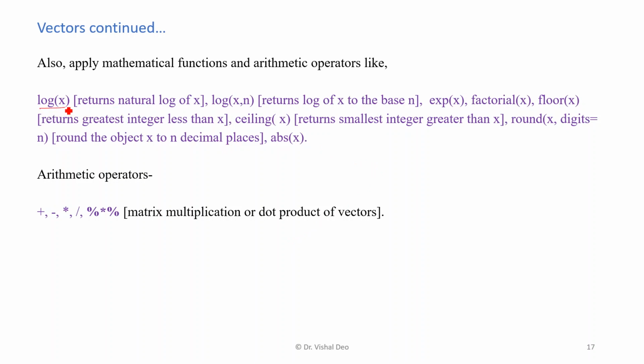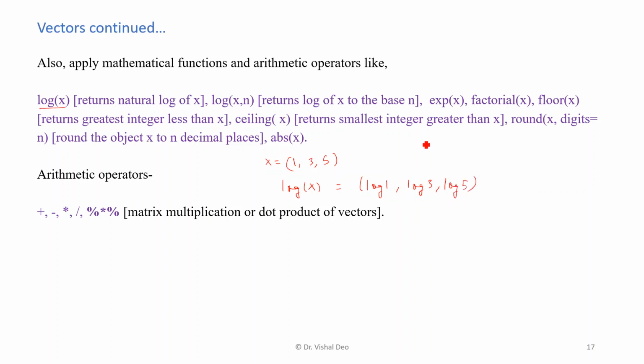So the difference is now, if x is a vector, and suppose x is a vector 1, 3, 5, and if I apply the function log of x, what will it give? It will give me a vector again. It will generate a vector with values log 1, log 3, and log 5.